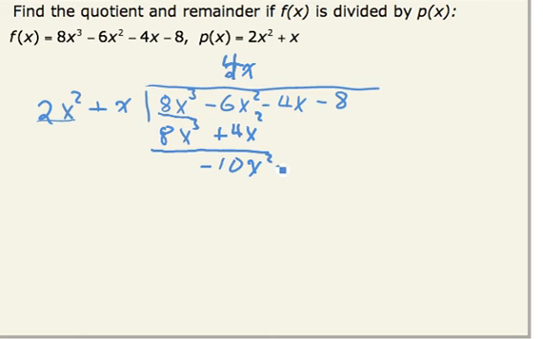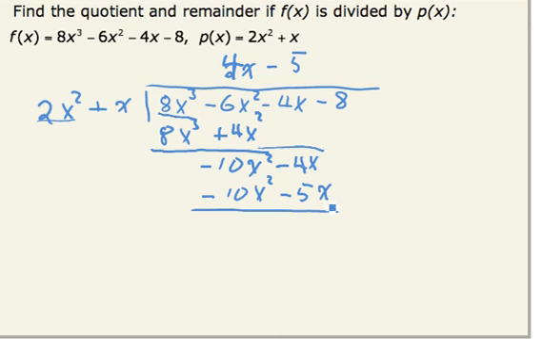The next step is to drop down the 4x term. Notice the similarity between this and long division of numbers. Now I start the algorithm again. I say, how many times does 2x squared go into negative 10x squared? We get negative 5. Again, multiplying, negative 10x squared minus 5x. Notice the columns are lined up.